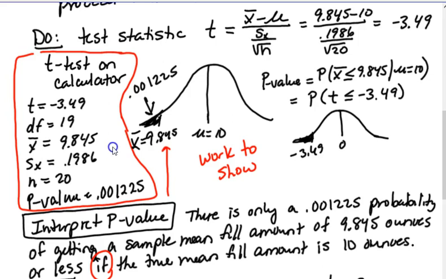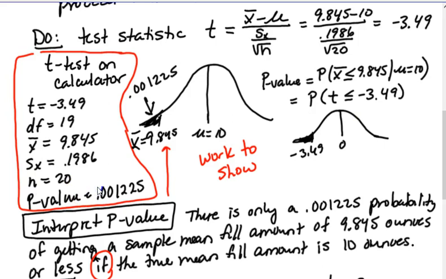So in other words, if I were to do normal CDF from negative infinity to 9.845, with this being my mean and this being my standard deviation, I would get 0.001225. Or, sorry, not normal CDF, tCDF, with degrees of freedom equal to 19. But I would actually not do that. I would just use the p-value that you're given in the test.